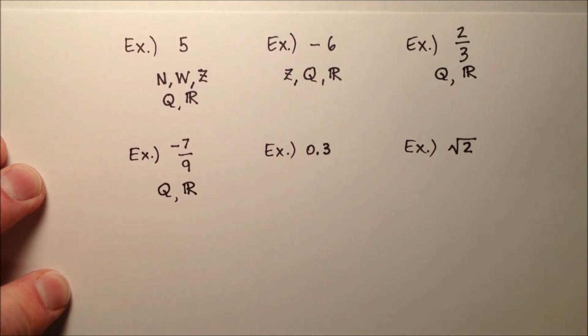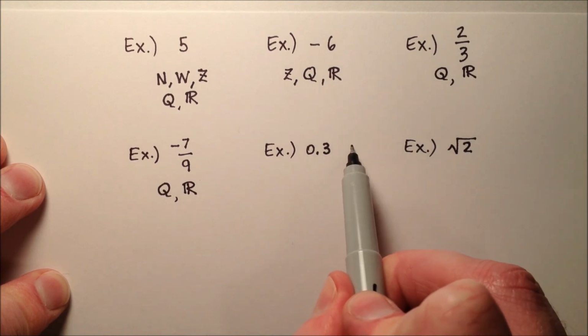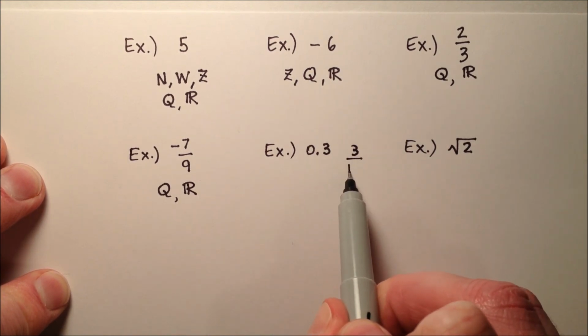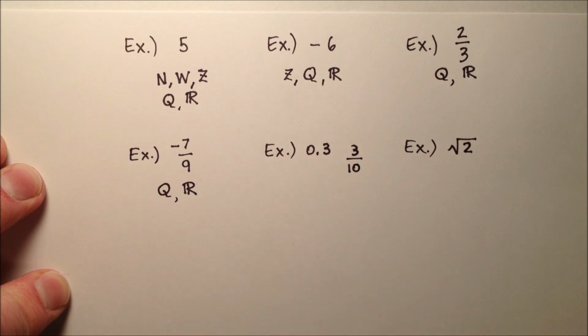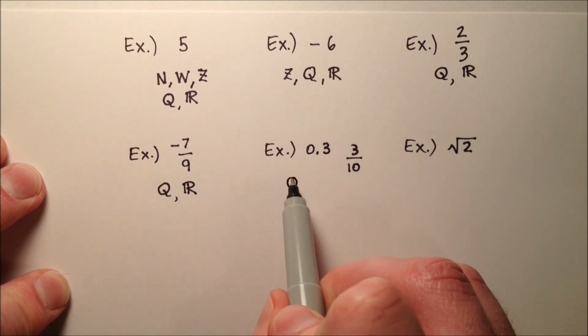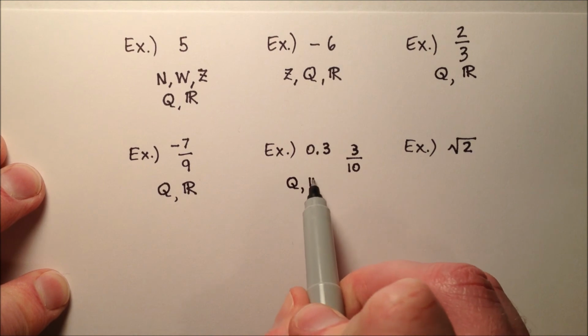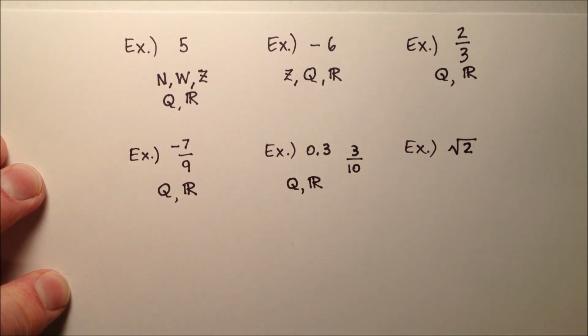Our next example is 0.3, or 3/10. Notice how you say that, 3/10, because as a fraction, this number is 3 over 10. In this way, we can see that this number is going to be a rational number. It's a ratio of two integers. So we'll put a Q for a rational number and the R for a real number.